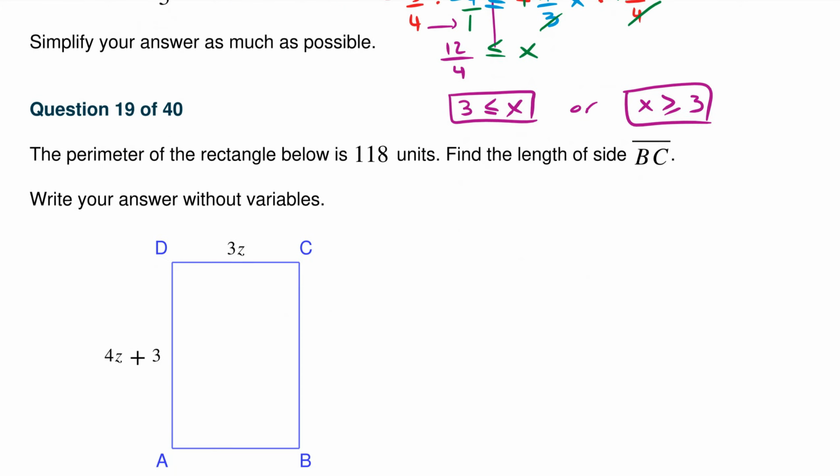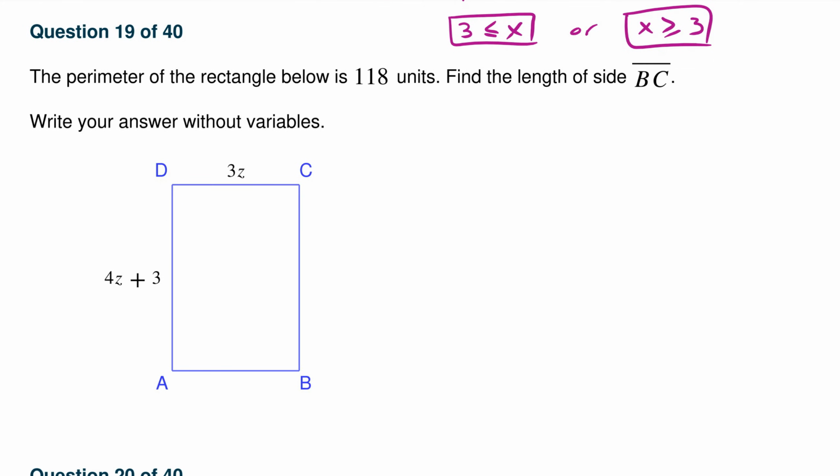Number 19. The perimeter of the rectangle below is 118 units. Find the length of the side BC and write your answer without the variables. Alright, so for a rectangle, we know that two opposite sides have the same length. DC and AB will have the same length as 3z. And AD and BC have the same length as 4z plus 3.